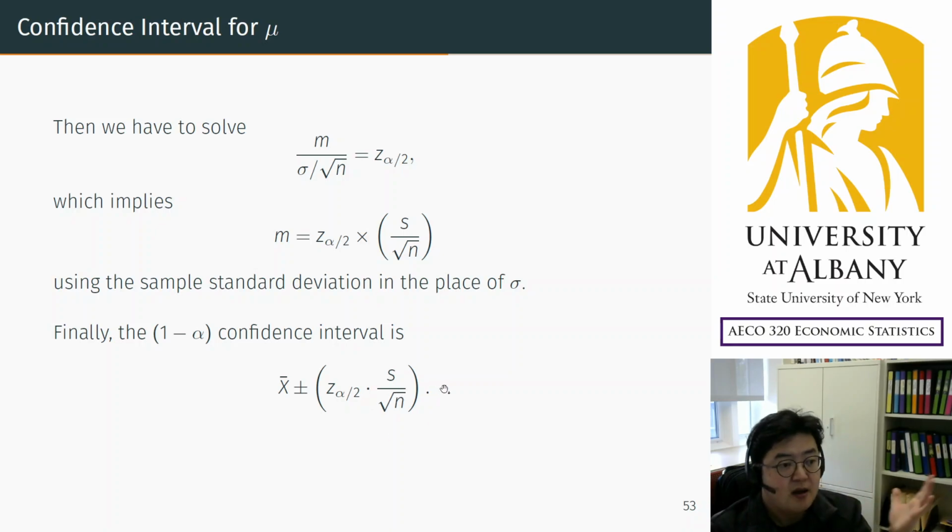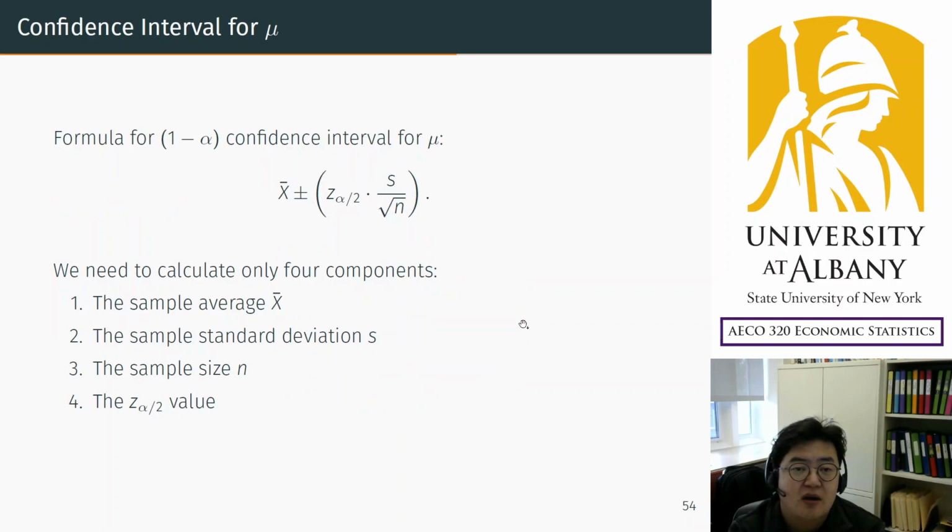So the result is pretty simple. That's all you need to calculate, right? So the derivation is important, but if you just get the broad idea, that's enough. But the formula is more important and simple enough to understand, right? Okay, so then think about this formula. It depends only on 4 objects, right? The point estimator x bar, the sample average, and the sample standard deviation, and the sample size, and some value from the standard normal distribution.